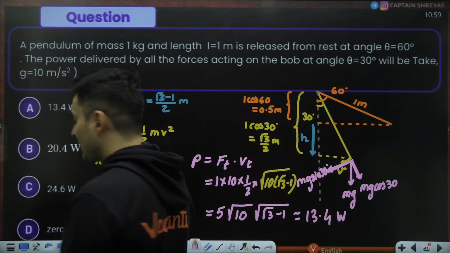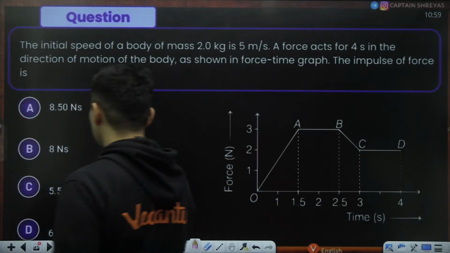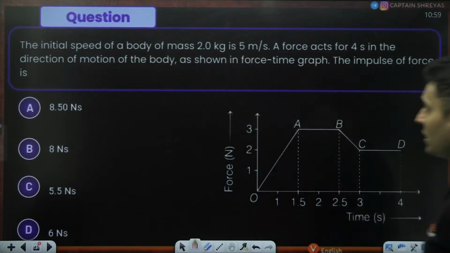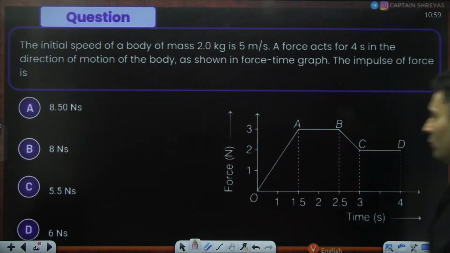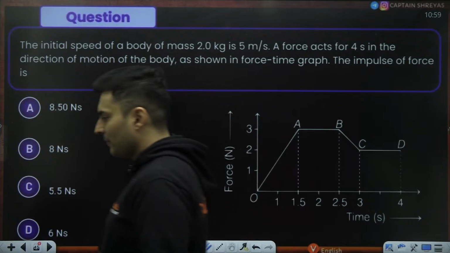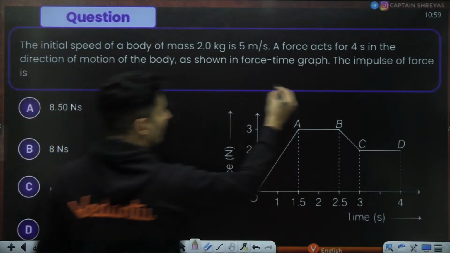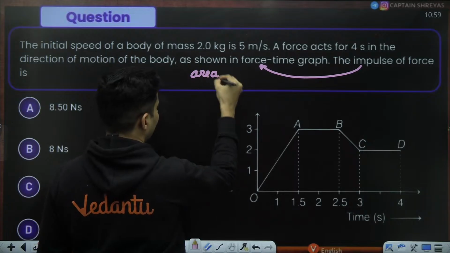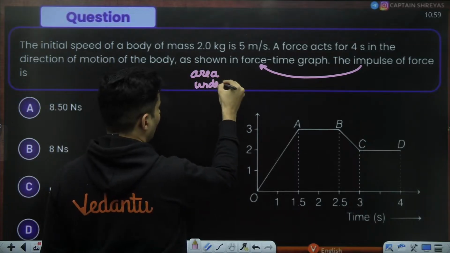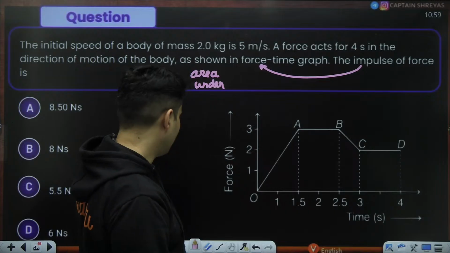Perfecto. Let's go then. Let's go to the next one coming up on your screen. The initial speed of a body is this much. The force on it is for 4 seconds. Then the impulse of the force is how much? Well, impulse in a force time graph is nothing but the area under it. All you have to do is just figure out the area, nothing else.